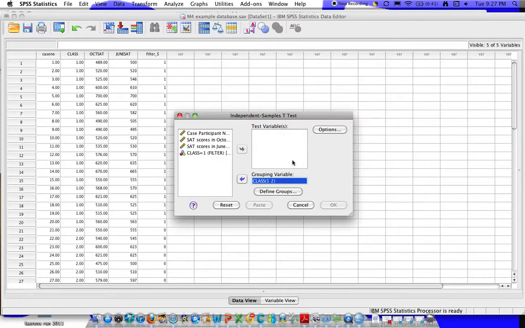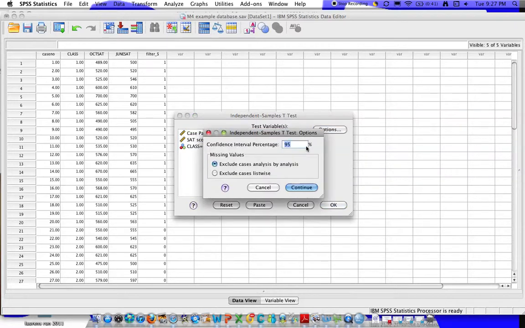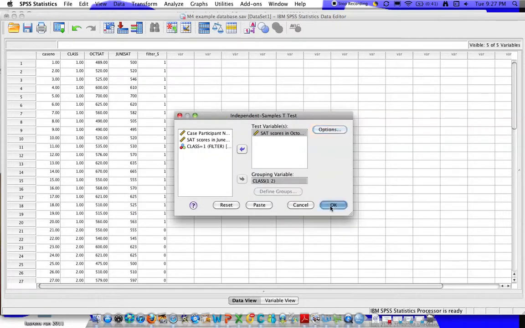Now what you also need to be able to compare the means of these two groups using an independent sample t-test is one continuous dependent variable. In this case, the continuous dependent variable are the SAT scores. And we are looking at SAT scores in October. So let's move that over to where it says test variable, which is where you would place your dependent variable. Click on Options just to check it out. 95% is good. Exclude cases, analysis by analysis. Click Continue. Then click OK.